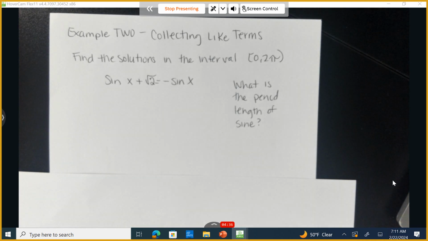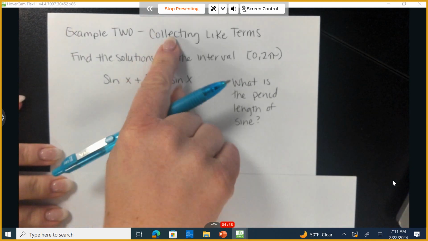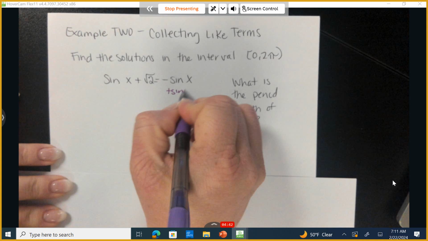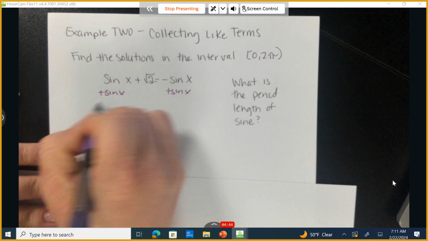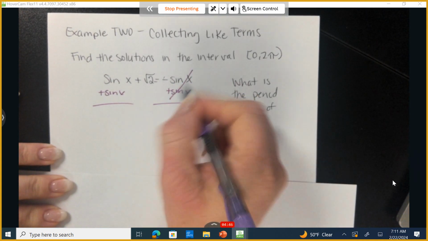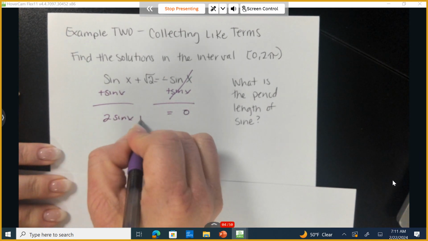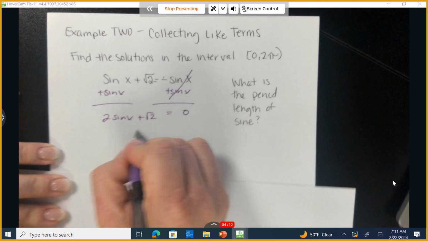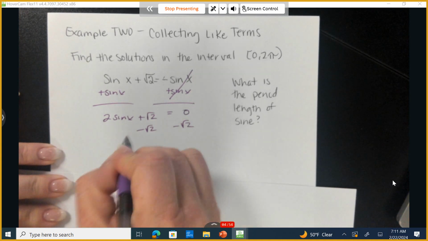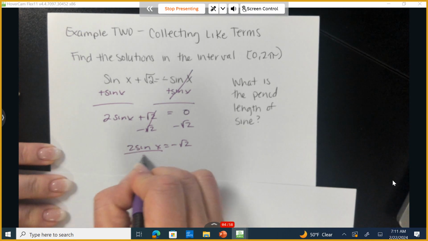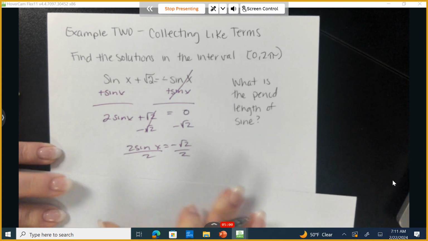What can we do? We are going to collect terms or combine like terms. So I'm going to add sine to the opposite side, plus sine, plus sine. These are additive inverses, they equal 0. Now I have 2 sine of x plus radical 2. I'm going to subtract radical 2 to the opposite side. 2 sine of x equals negative radical 2. Divide by 2. I know I'm writing really quick.